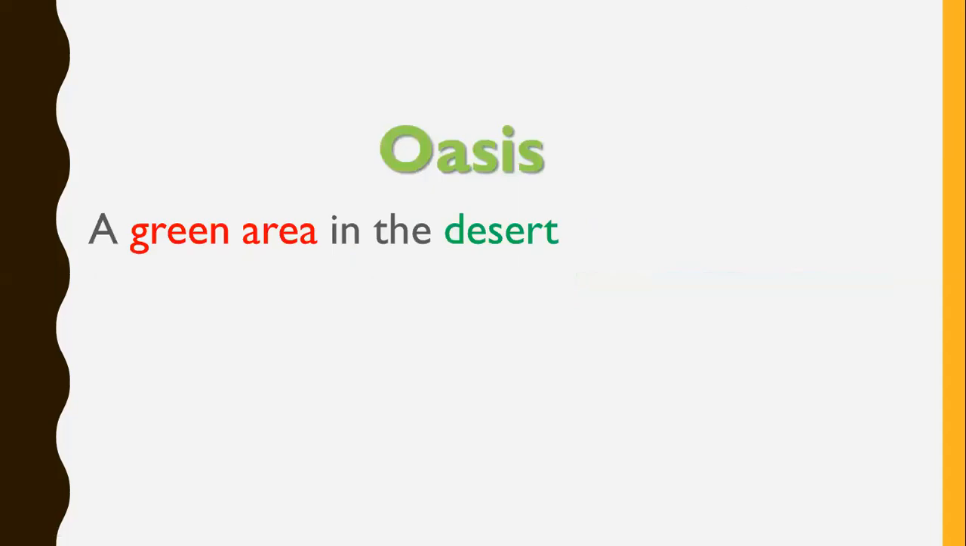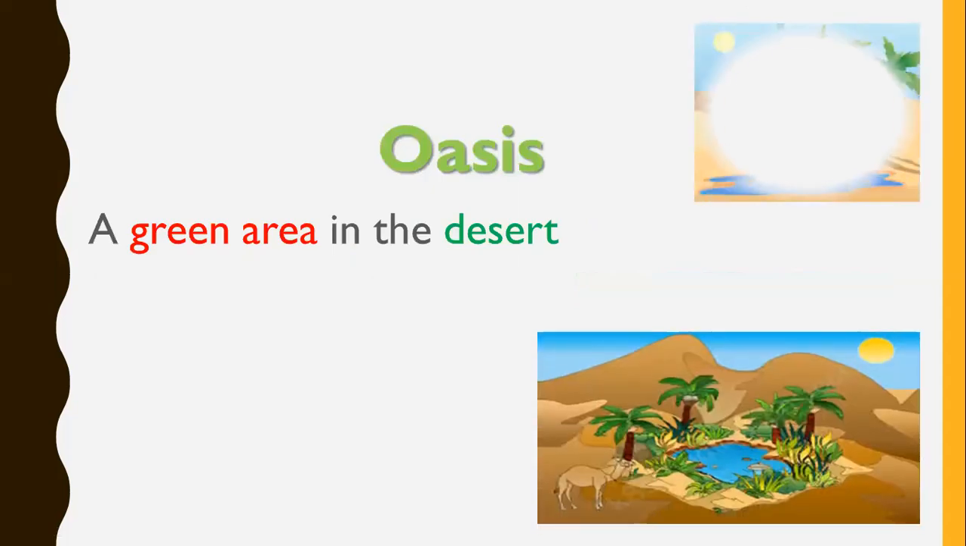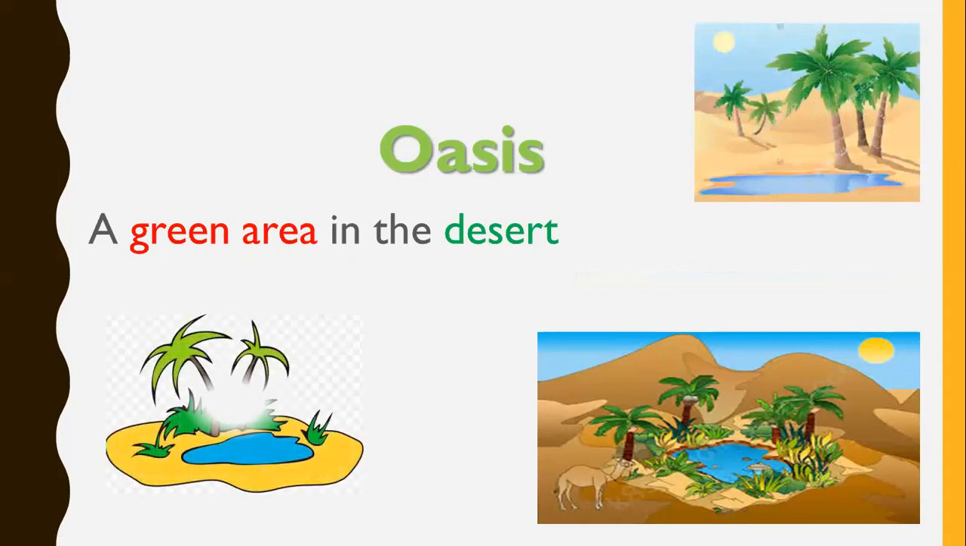Oasis. If you look at the picture, you will understand the meaning. It is a green area in the desert. So it has water, as you can see, trees, maybe palm trees, but it's inside the desert. The yellow sand is the desert. So inside here we have an oasis. So the oasis is a green area in the desert.